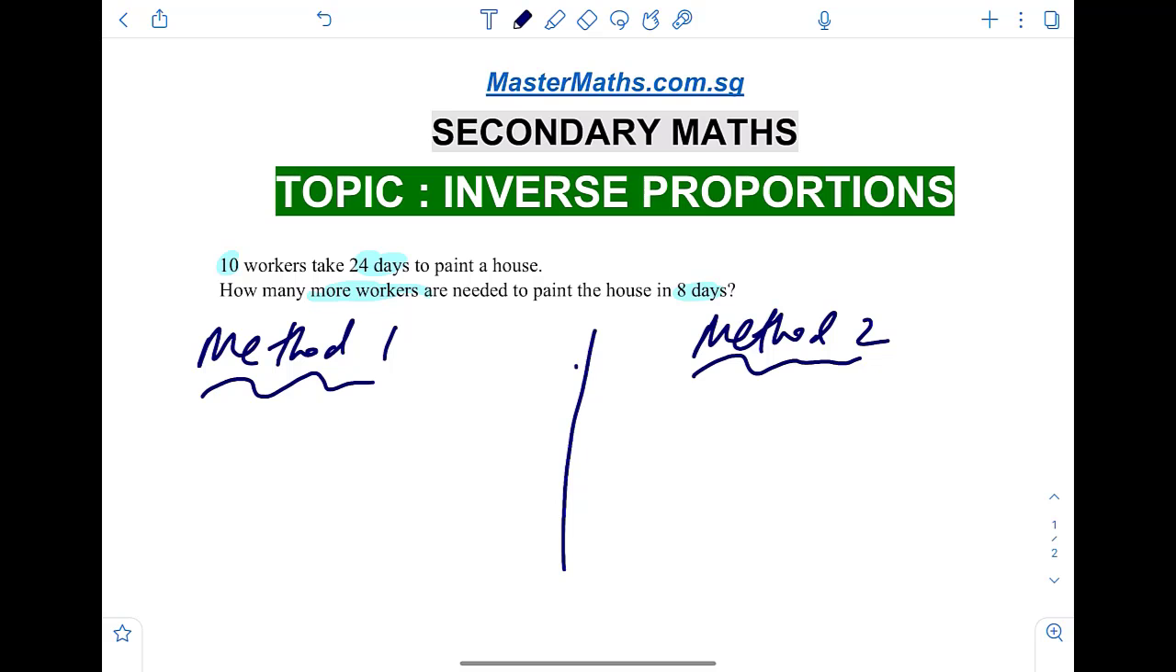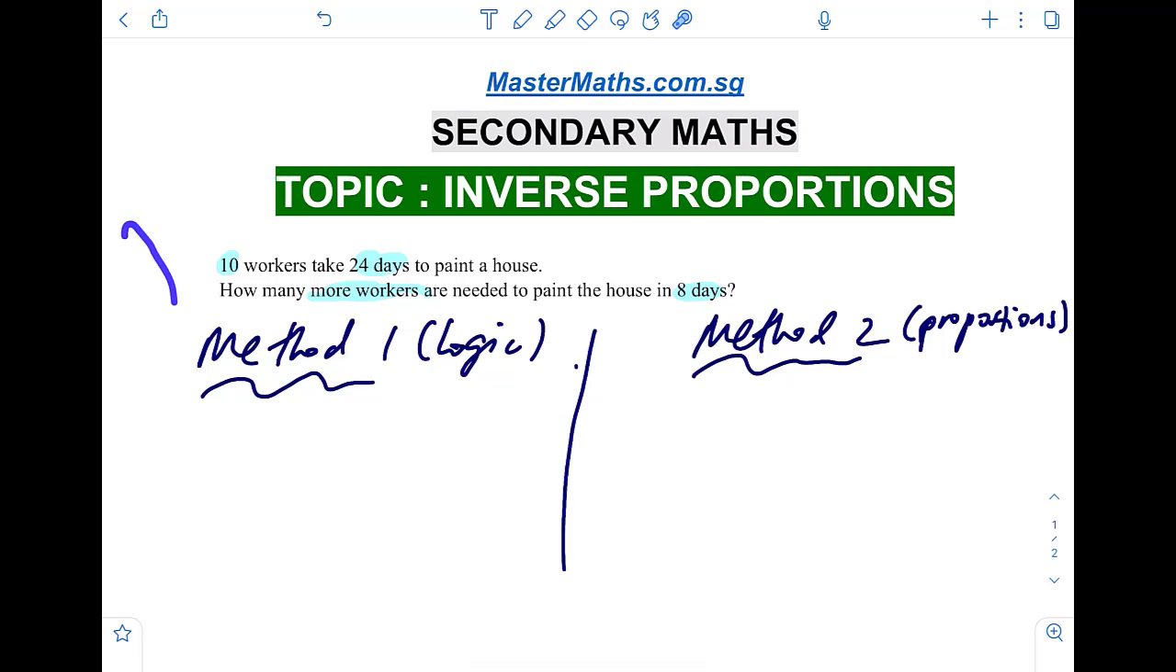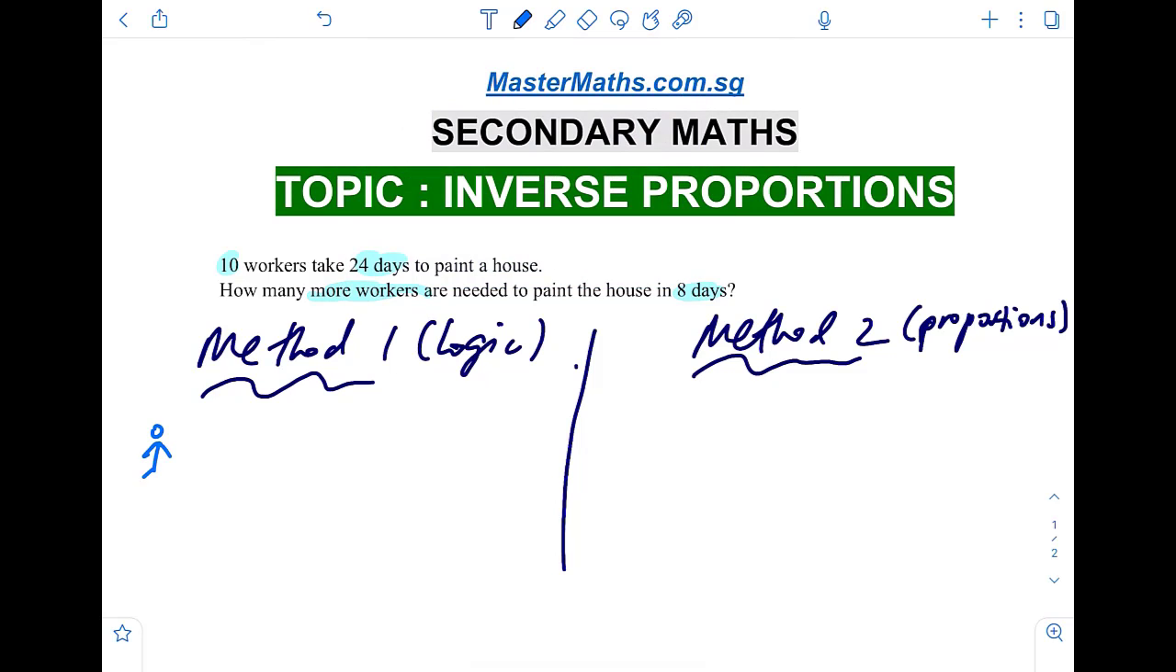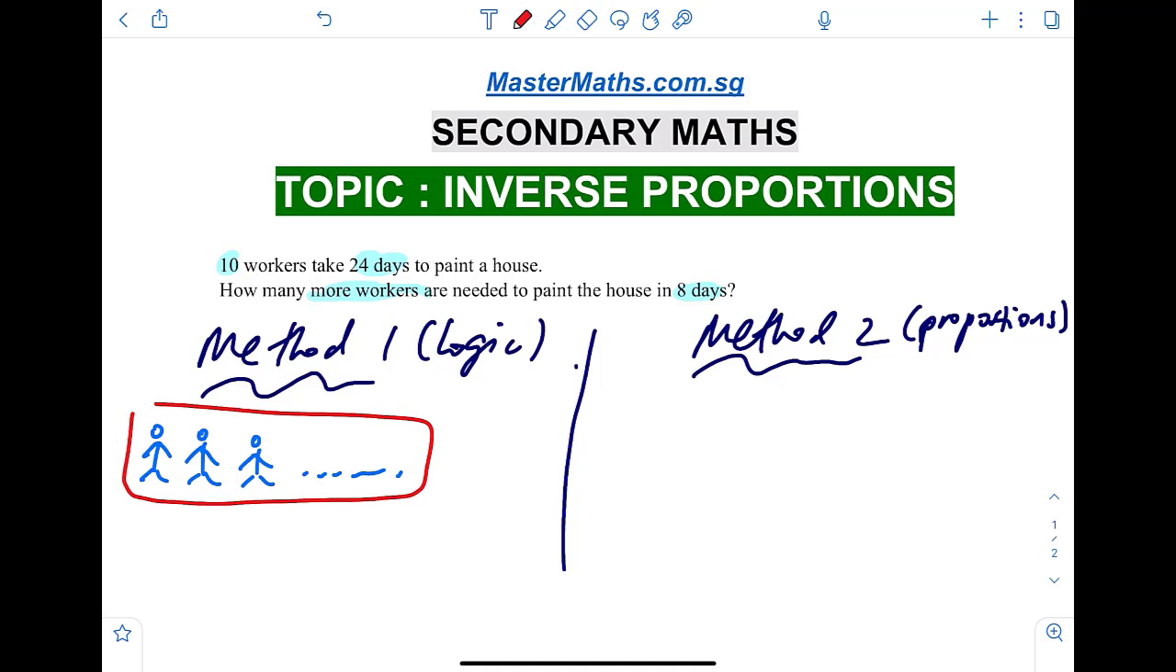Now, method 1 is using logic. Method 2 will use proportions. Okay, so logic method first. What does this mean? Now, imagine you and your friends. You get a couple of your friends and you go and paint this house. All of you form one team, one team of 10 people, 10 people in total.